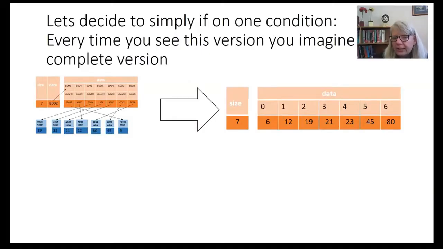But we cannot draw that diagram every time in that fashion. So we are going to simplify it. We are going to simplify it by simply drawing a single array with those values in blue already in the array and with index numbers.